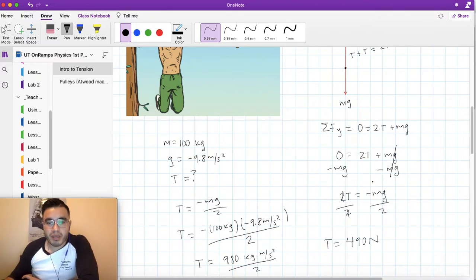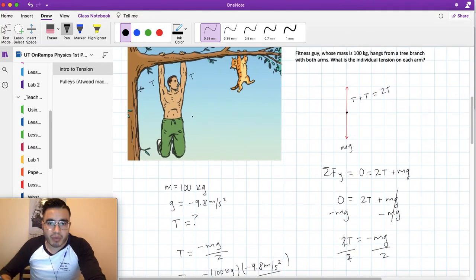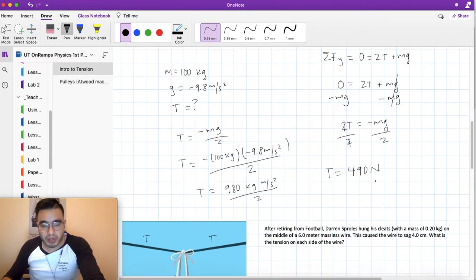newtons. And there you go. That's the tension on each arm. It makes sense because both arms are holding the entire weight of fitness guy. The entire weight of fitness guy is 980 newtons, so each arm is pulling with a tension, or with a force, of 490 newtons.